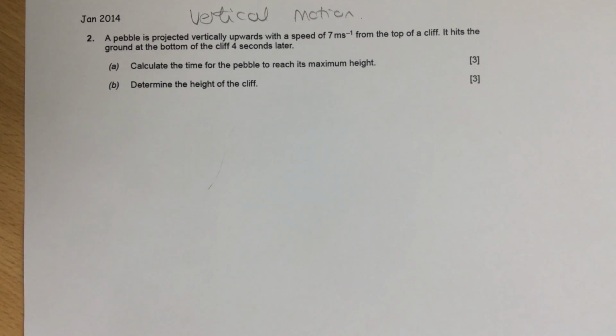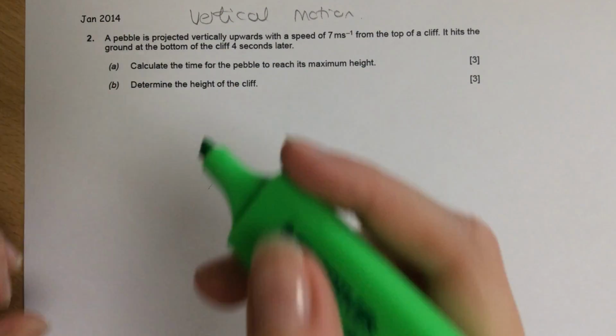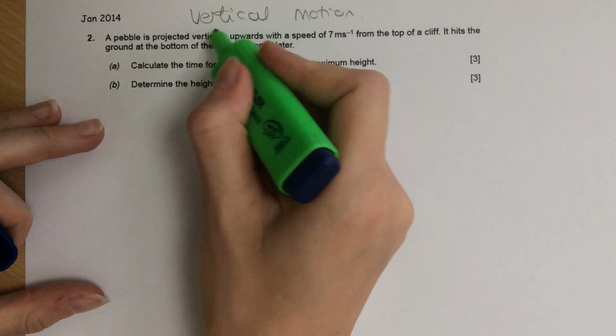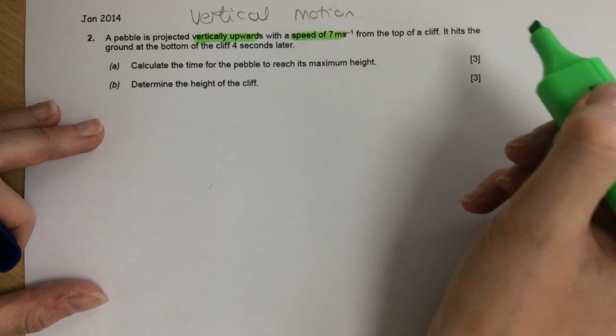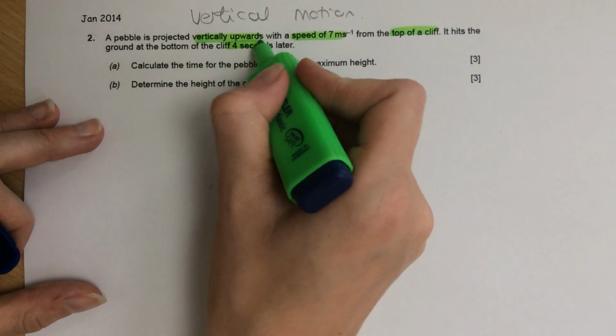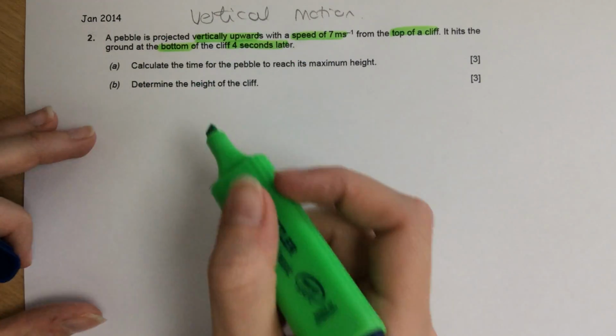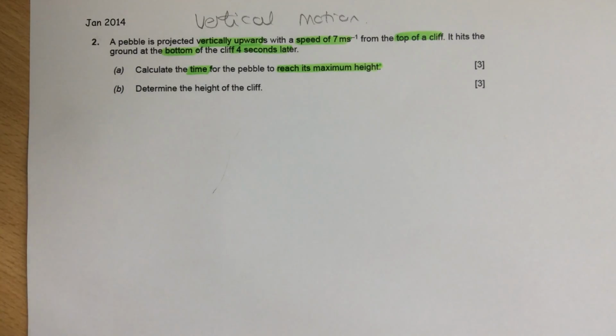Okay, the January 2014 paper on vertical motion. So it says, a pebble is projected vertically upwards with a speed of 7 meters per second from the top of a cliff. It hits the ground at the bottom of the cliff 4 seconds later. Calculate the time for the pebble to reach its maximum height.